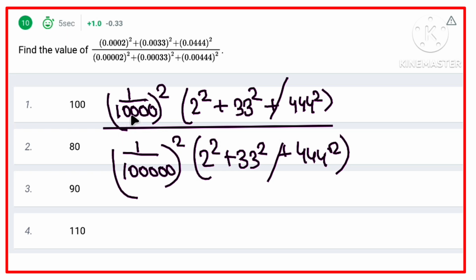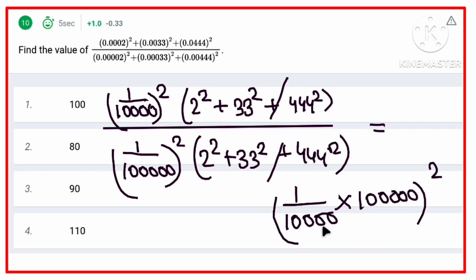So here we have 1 divided by 10,000 the whole square in the numerator, and in the denominator we have 1 divided by 1 lakh the whole square. The numerator you write as it is, and in the denominator we have 1 by 1 lakh squared. So this 1 lakh you can take to the numerator, and you will get 1 lakh squared. So you can cancel this particular thing. As you can see, we can cancel the number of zeros, that is 40 and 50. So we are left with 10 squared. So 100 will be our correct answer over here.